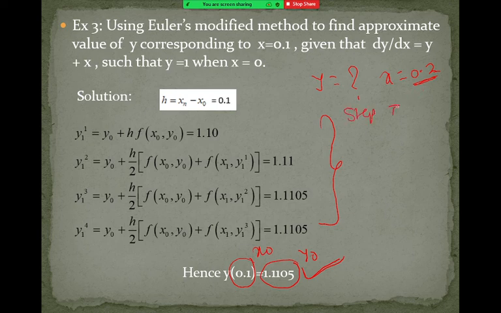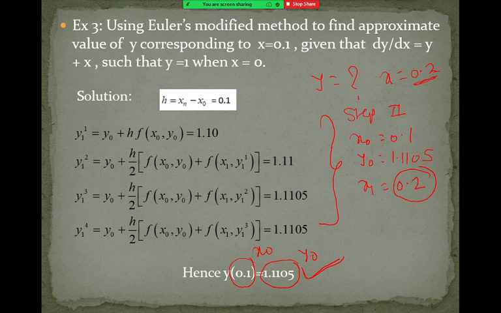For step 2, x0 is 0.1, y0 is 1.1105, and this x1 now is 0.2. And you have to continue this step, and at the end you will get some y15 or y14, and that is the approximate value of y at x1, which is 0.2. So you get one more answer there for 0.2. I hope you are getting it.